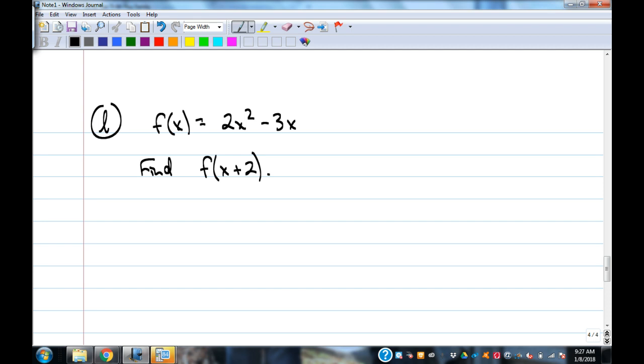F of x plus 2 means do what? What are we plugging in the place of x? Okay. Now, what do we do next? Do the x plus 2 squared, right? Yeah, exponents come first. So how do you square x plus 2?